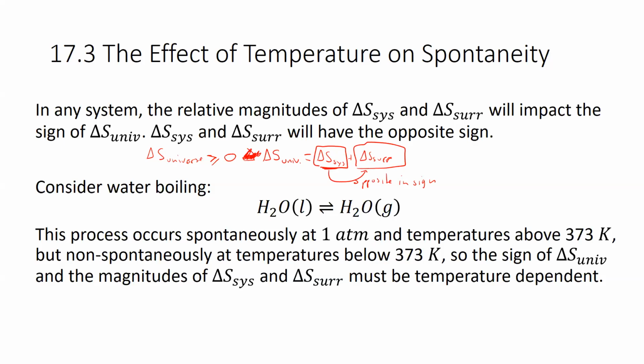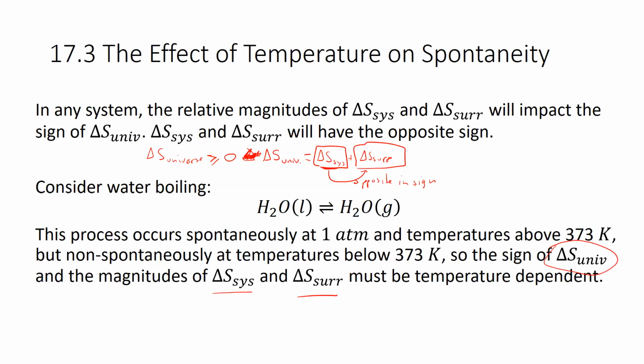And consider a process, which is a little bit different than a reaction, in that we're not talking about a chemical reaction taking place, but something like water boiling, where there's a physical change, right? Boiling is a process that occurs spontaneously at 1 atmosphere and temperatures above 373 Kelvin, but it doesn't occur spontaneously at temperatures below that. So the sign of the universe and the magnitudes of the system and the surroundings are going to be important for the spontaneity of a process like boiling. And the magnitudes of the entropy of the system and the entropy of the surroundings are going to have an impact on the overall entropy change of the universe.